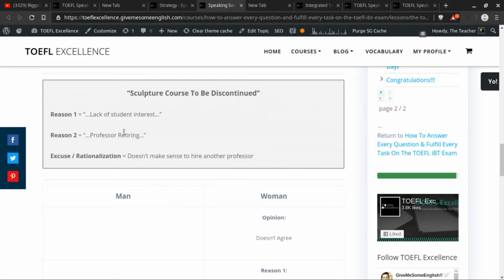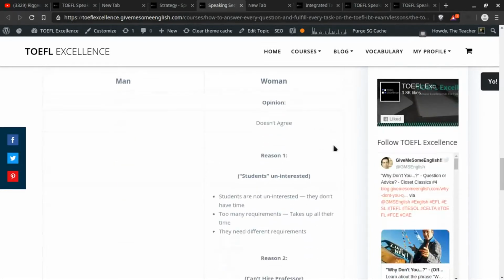So in the notice, we learned that the sculpture course is going to be discontinued because there is apparently a lack of student interest and the only sculpture professor is retiring, and they say it doesn't make sense to hire another professor.